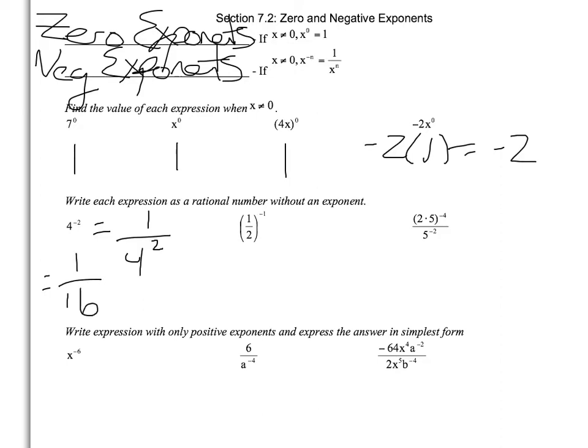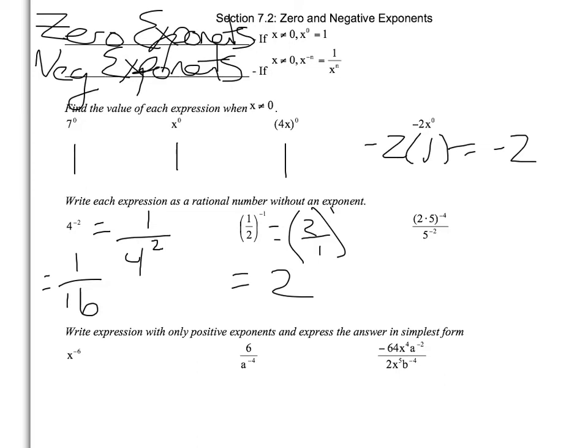For the 1/2 to the negative 1 power, if you have a fraction and it's to a negative power, just flip the fraction. So 1/2 to the negative 1 becomes 2 over 1 to the first. 2 over 1 to the first power is 2.